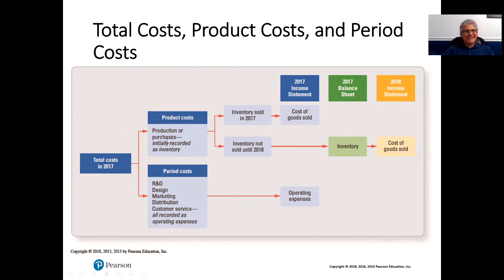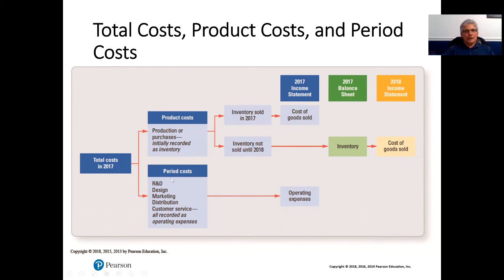If the product isn't sold, it stays in inventory, and if it stays in inventory, it's reported on the balance sheet. So the cost of goods sold is reported on the income statement. The inventory is reported on the balance sheet. Not until it's sold, and this is the following year, just so that we're following, these are 2017. The following year is 2018. When we actually sell that inventory in the following year, then it gets charged to the cost of goods sold. The point being is product costs go in inventory that stays on the balance sheet until the product is actually sold.